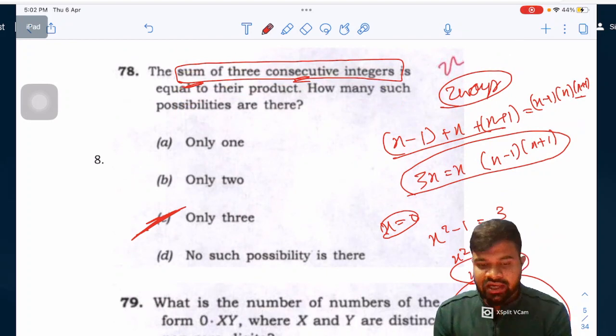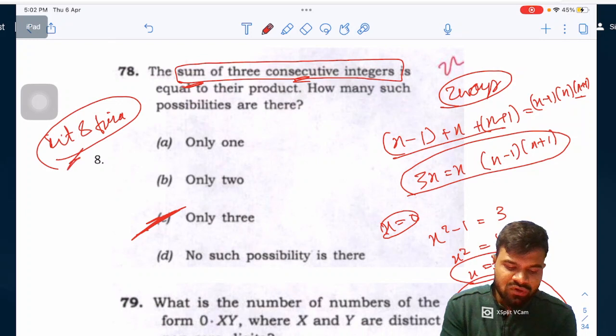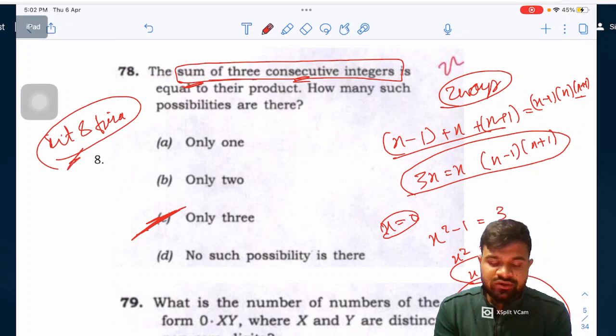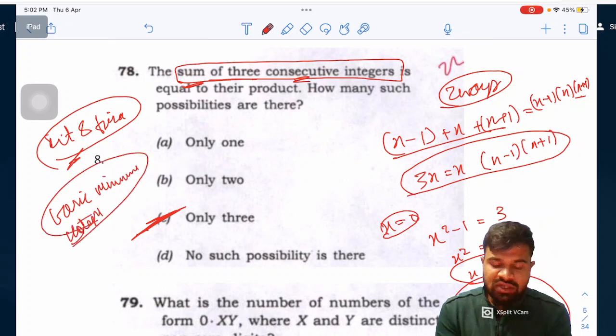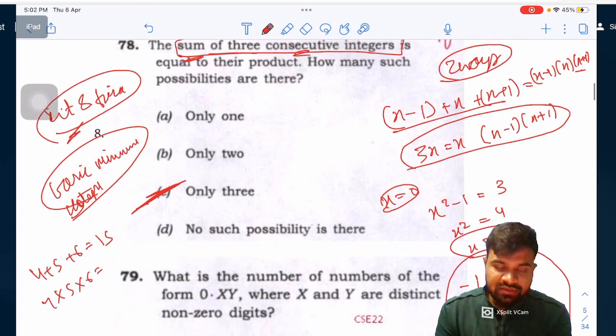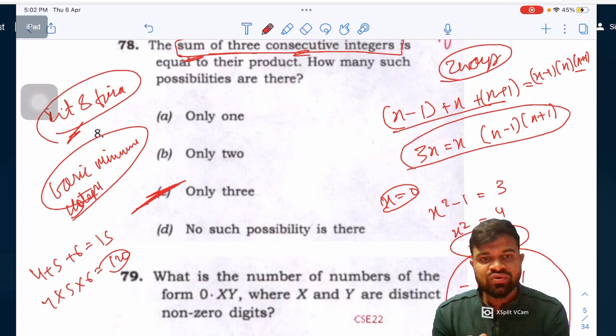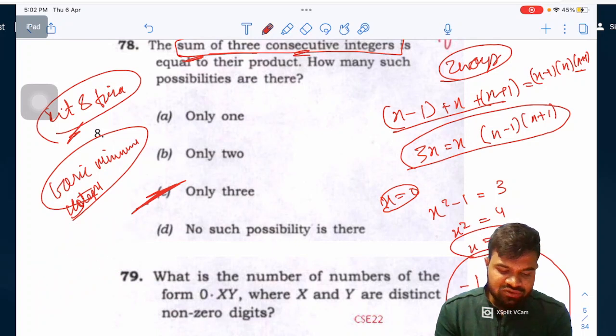Now, what is the other way? Hit and trial. You just need to check the basic minimum integers, because for larger integers, for example, 4 plus 5 plus 6 is 15, but 4 into 5 into 6 is a very big number. It is 120. So there is a huge gap between the sum and the product. So we just need to check with the basic minimum integers.